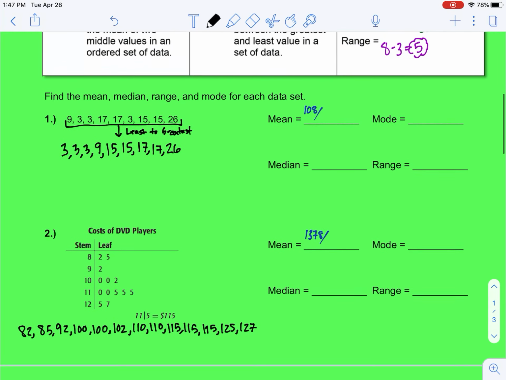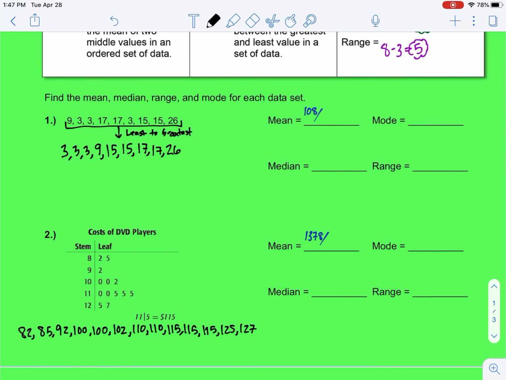So let's do a couple examples here. I'm going to just find the mean, median, mode, and range. The first thing that you want to do with your data set is to order them from least to greatest, and I have already done that. So I have 3, 3, 3, 9, 15, 15, 17, 17, and 26.